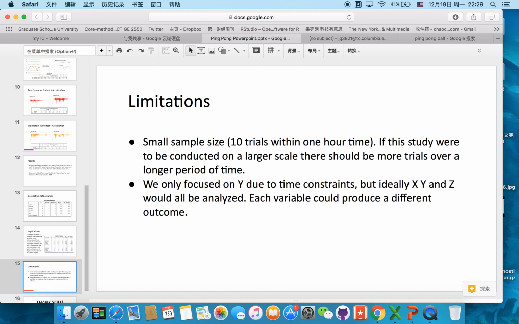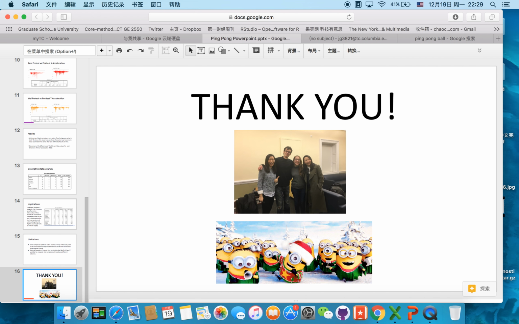Limitations. Small sample size, 10 trials within one hour's time. If this study were to be conducted on a larger scale, there should be more trials over a longer period of time. We only focus on Y due to time constraints, but ideally X, Y, and Z should be analyzed. Each variable could produce a different outcome and pattern.